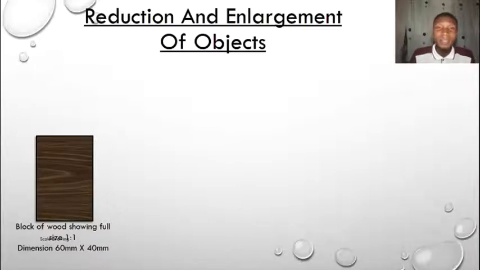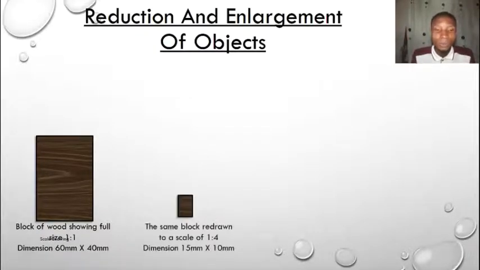and the scale is 1:4. So you see it's the same block, but it's redrawn to a scale of 1:4, and the dimension 15 millimeters by 10 millimeters. So that's for the reduction. Then for the enlargement, let's assume we want to do an enlargement of 2:1. So for 2:1, what that means is that we are going to multiply the size or the dimension of the real objects by 2.